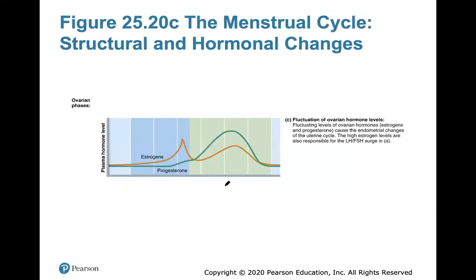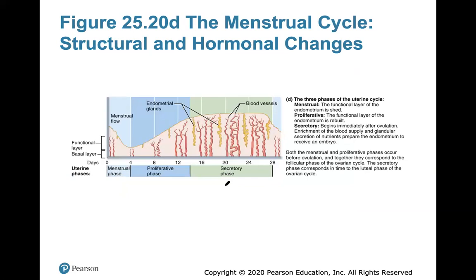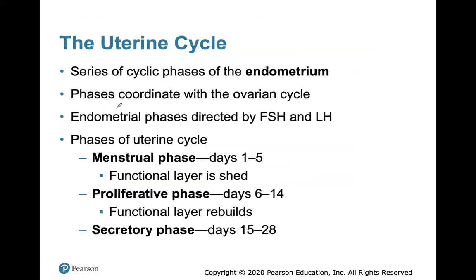Here are levels of estrogen and progesterone. Levels of estrogen and progesterone will continue to be high if a pregnancy and implantation occurs, and otherwise they will fall away. Here are the 3 phases of the uterine cycle, and this shows the functional layer and the basal layer of the uterus. And the functional layer is what will get sloughed off during menstruation. And you can see that here, the functional layer greatly decreases its size during the menstrual flow. The uterine cycle then is the series of cyclic phases of the endometrium. It's directed by FSH and LH.